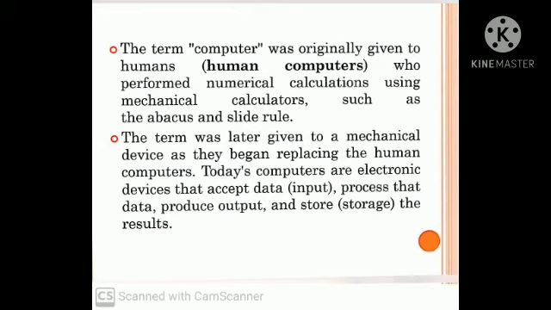Today's computers are electronic devices that accept data. It is also known as input data, and then process that data and then produce output and store the results. So what is a computer? Computers are electronic devices that accept data, then process it and then produce a result and store the result.